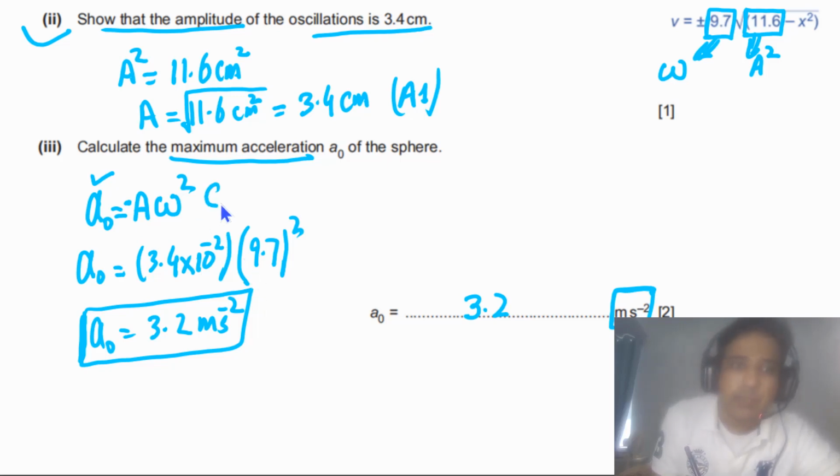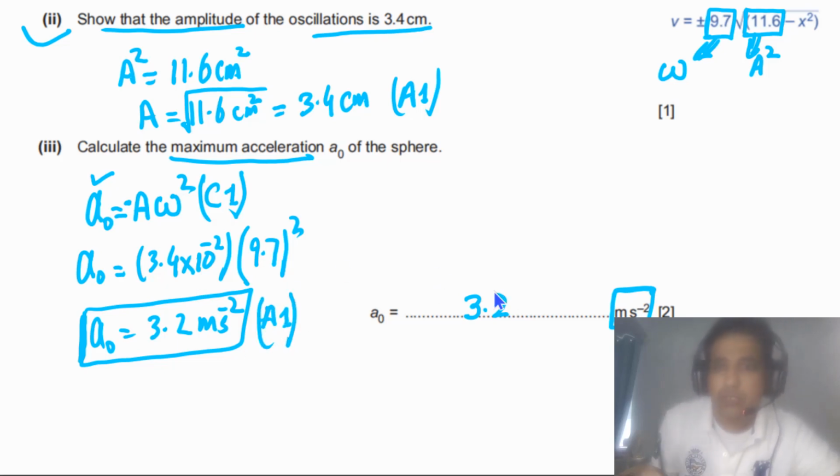The first mark you will get if you have written this equation, and the second mark is the answer mark, so you will get 2 marks if you got the right answer.